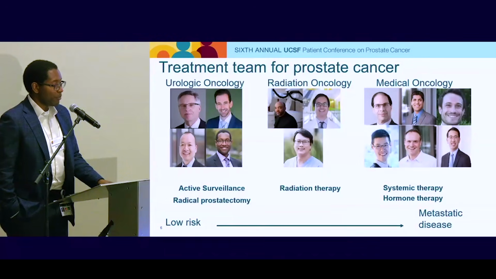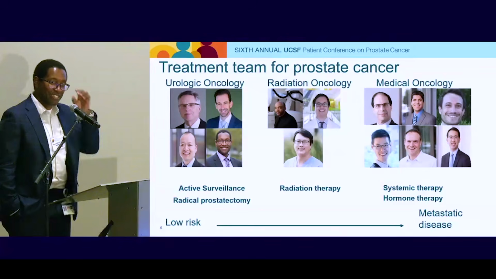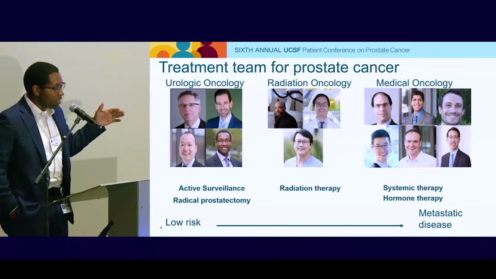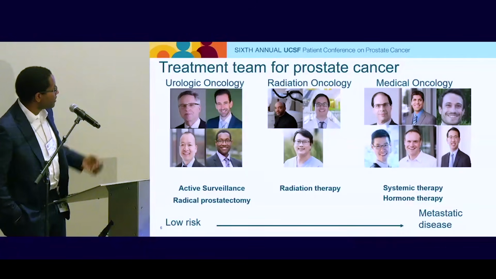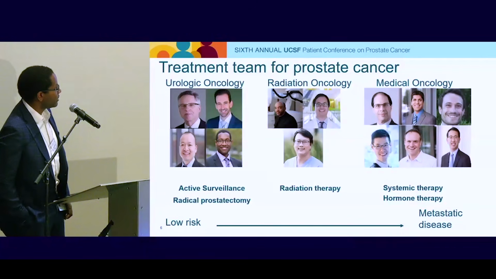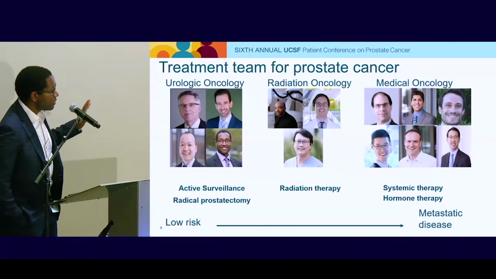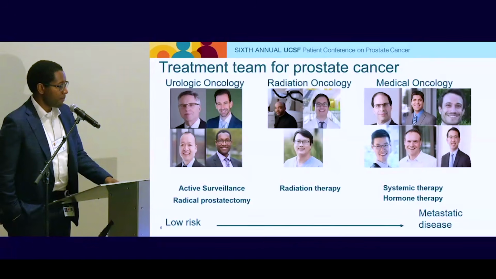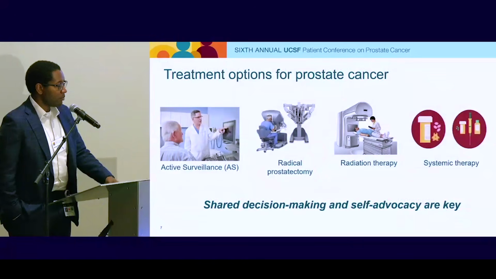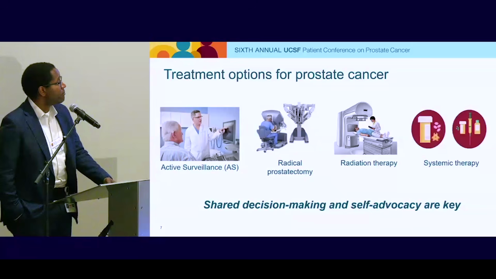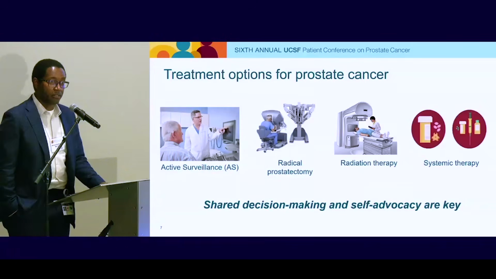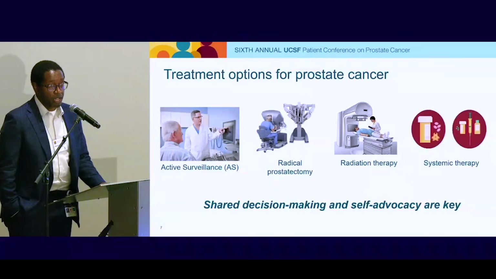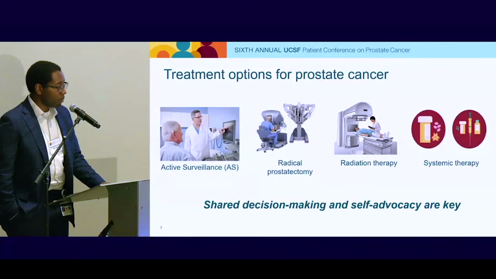Now, each department has grown significantly since I first developed this slide, but across the disease spectrum, you can see how all of us work together in different parts of the prostate cancer continuum, ranging from low risk to metastatic disease. And you see that when it comes to prostate cancer treatment, there are many different options. So again, shared decision making, taking the time to get information, discuss the treatment options, the risks and benefits of all of those are important.